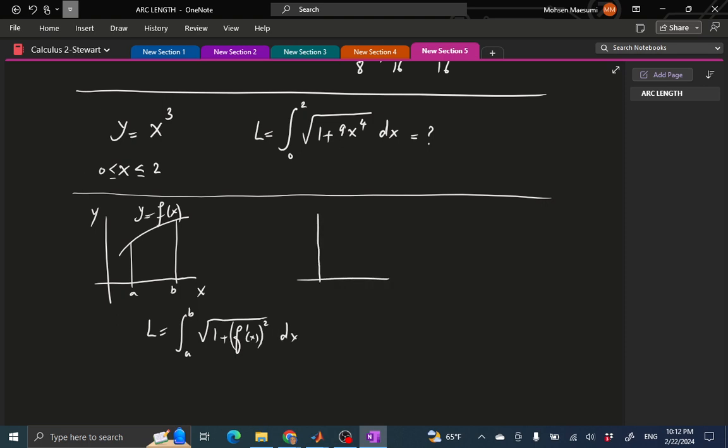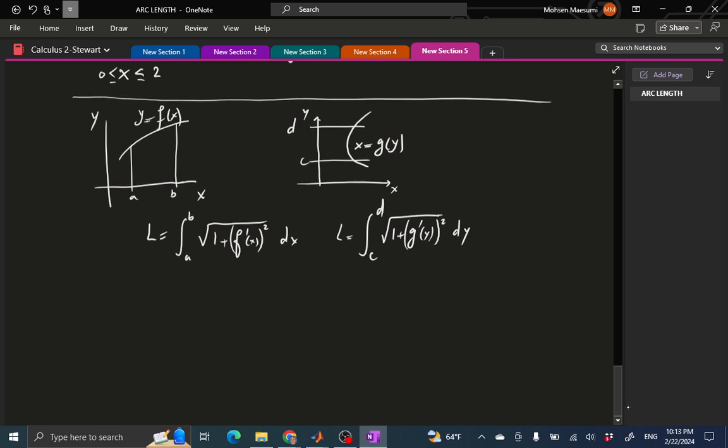If it was given the other way, like this is x, this is y, and then you have the beginning and end, again you do the integral, and now suppose x is given as g of y, so you differentiate g prime, squared, plus 1, square root, dy.